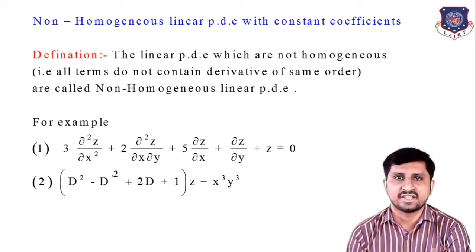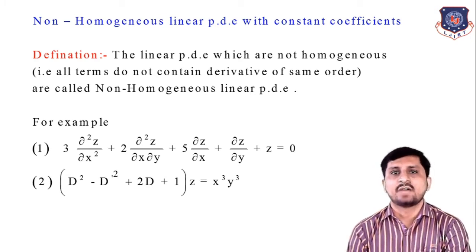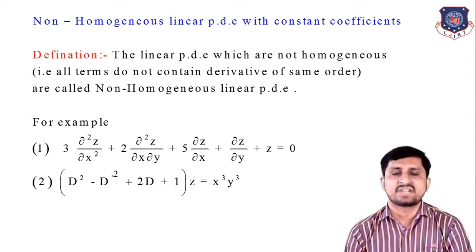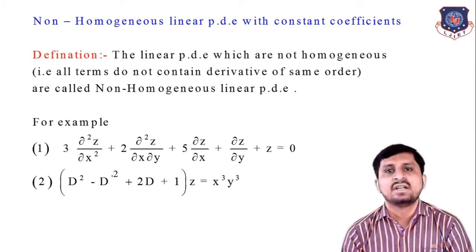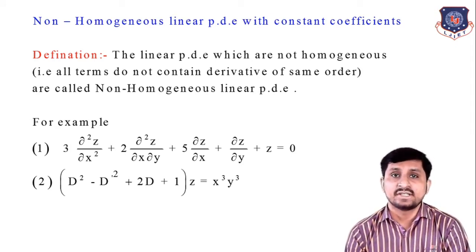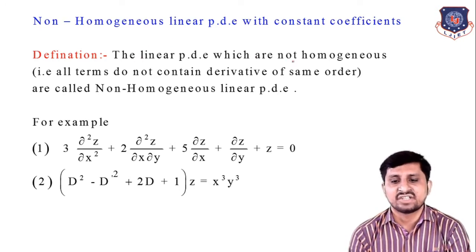Myself Dr. Ankit Acharya, and in the last lecture we discussed case 5 to find the particular integral for homogeneous linear partial differential equations. So now in today's lecture we discuss non-homogeneous partial differential equations. Now what is the meaning of non-homogeneous? A linear partial differential equation which is not homogeneous is called non-homogeneous. That means all the terms do not contain derivatives of the same order, right?